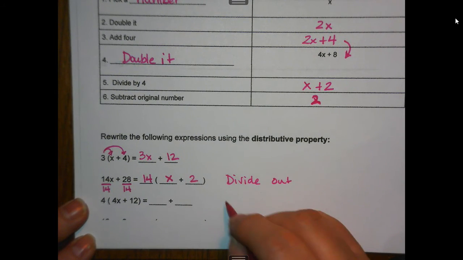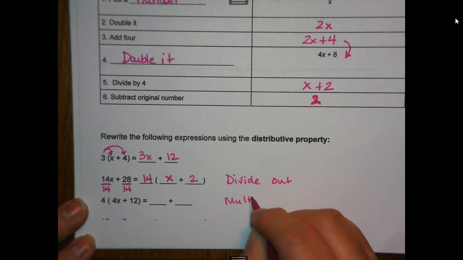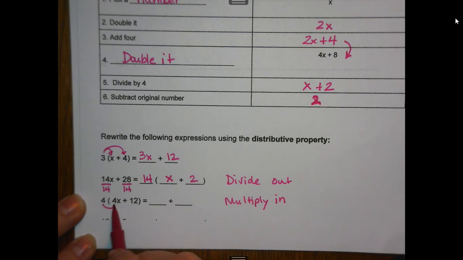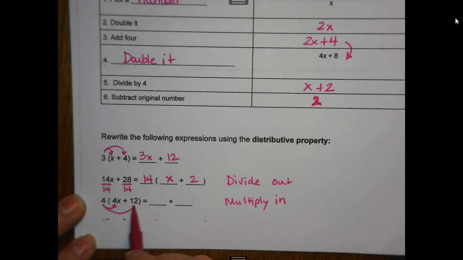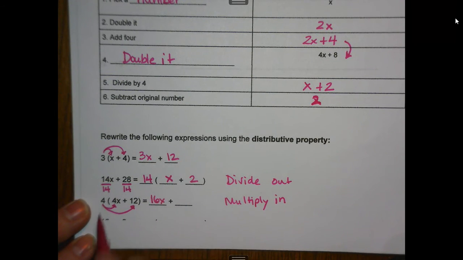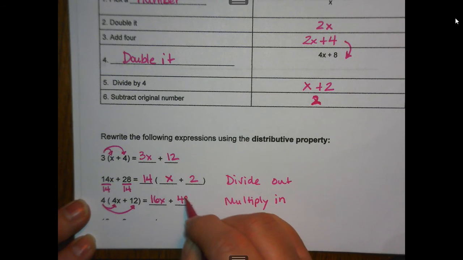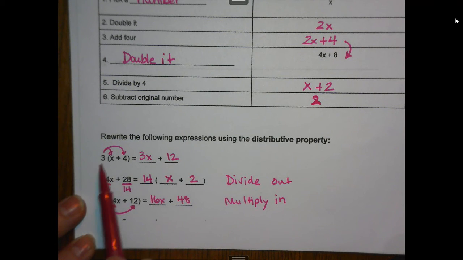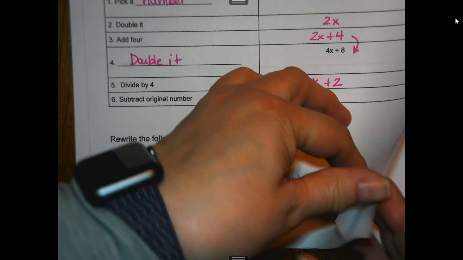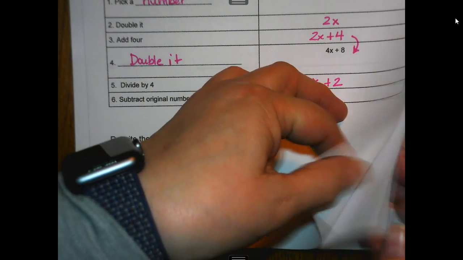And then again, we're going to multiply in. So I'm going to multiply 4 times 4x and 4 times 12. Remember, you can get your calculator out, or even better, your multiplication table. 4 times 4x gives me 16x. 4 times 12 gives me 48. Remember, you need to do what you're doing to both of the numbers. All right, and then we've got another page here.